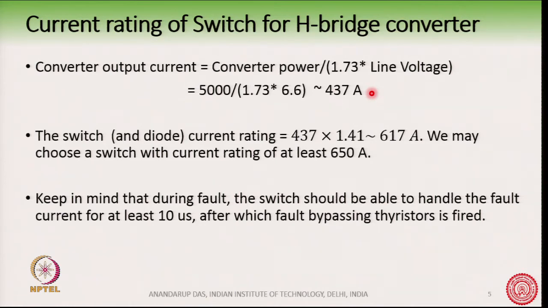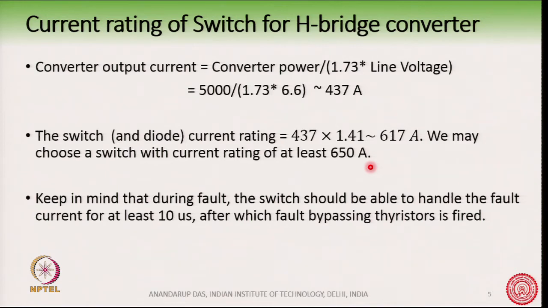So, all the switches and diodes should be rated for at least 437 into 1.41. That value is the RMS current, and so the peak value is about 617 ampere. So, all the switches and diodes should be rated for at least this value. For safety purposes, we may choose a switch with a current rating of at least 650 ampere, someone may choose even 700 amperes also. So, this is how much margin you can keep in your design.